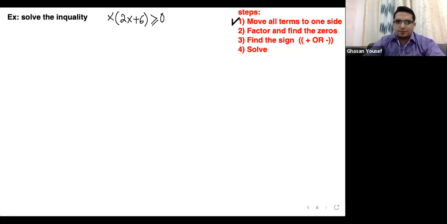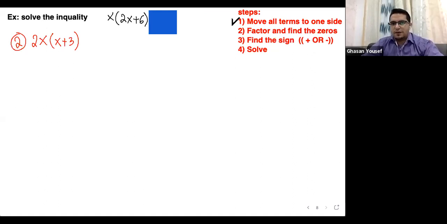So for step number 2, again, for the factor, we have to hide the inequality like this, and we have to factor it. So here, x times 2, x plus 3. This is the factor for this one. Now, the next step, find the zeros. What is the 0 for this? We have to make it equal 0. How can we find the zeros?